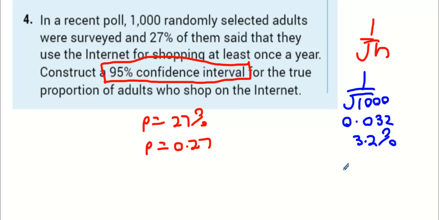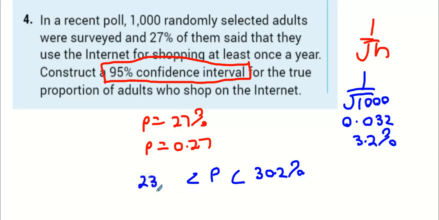I'd do one decimal place. I wouldn't go beyond that. Now, there are two ways I can present this answer. I can present it as decimals, or I can present it as percentages. I sometimes present it as both. Add on 3.2 to 27, and take away 3.2 from 27.